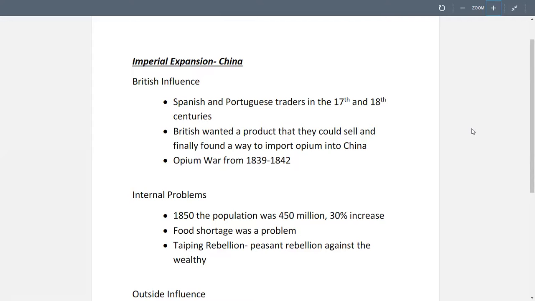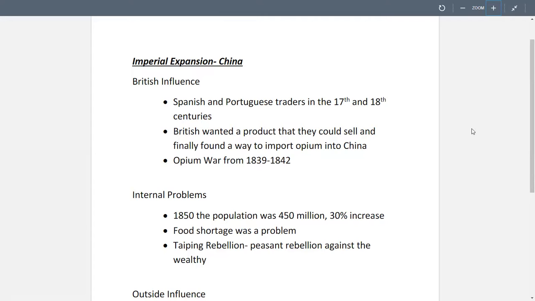So one of the first countries to establish regular trade routes were the Spanish and the Portuguese, right? During the 1600s and 1700s, they were probably the most active explorers in terms of the oceans, getting to different parts of the world from Europe. And so these Spanish and Portuguese traders in the 1600s and 1700s established trade routes via the sea, via the oceans, to China.